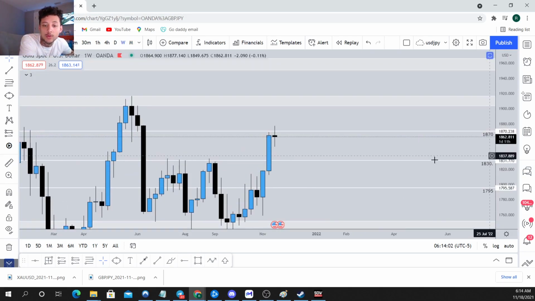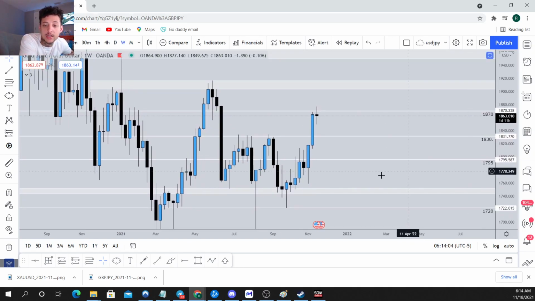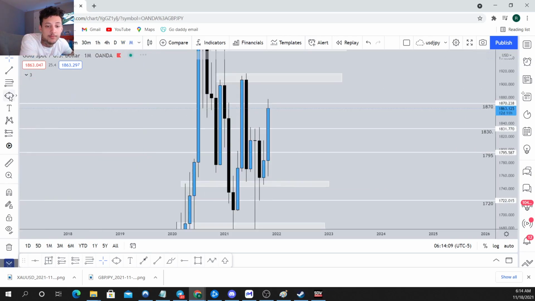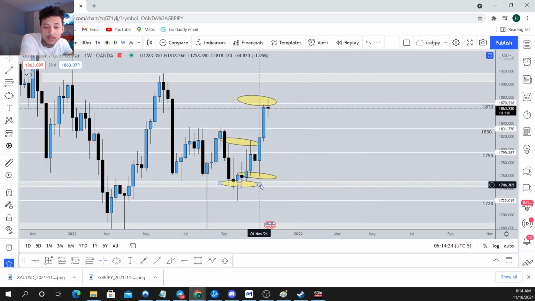Now, if we go to the weekly time frame, all we're starting to see is more detail, right? So let's go back to the monthly. Let's mark off October's low, October's high. And then let's mark off November's low and November's current high, right? Now, if we go to the weekly time frame, we could see that this right here is October's low.